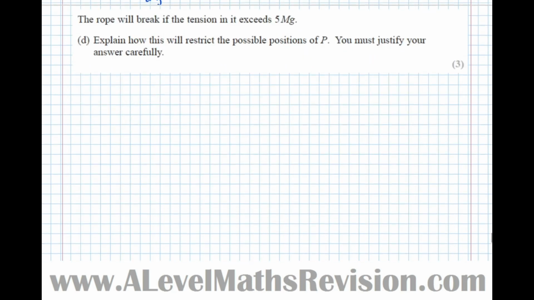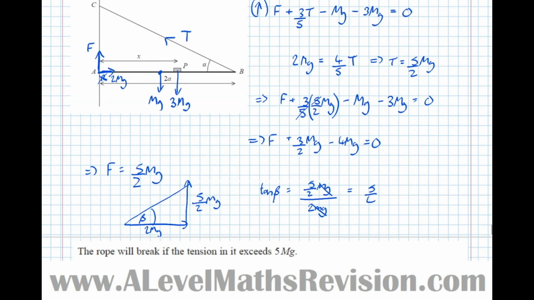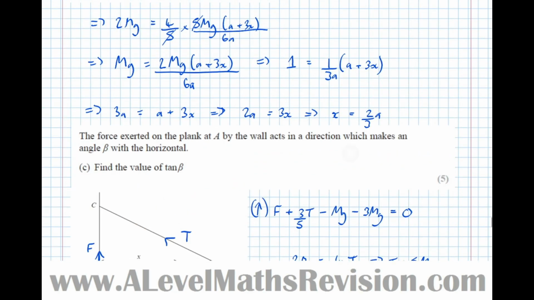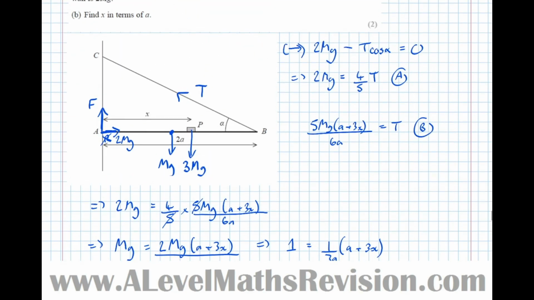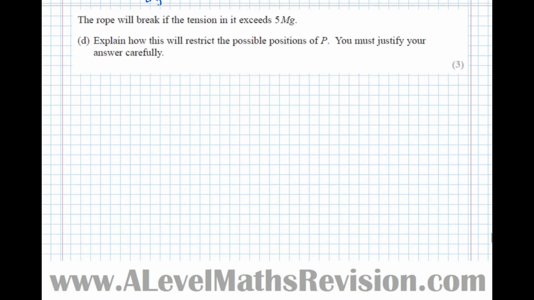So final part, it says the rope will break if the tension in it exceeds 5mg. Explain how this will restrict the possible positions of P. You must justify your answer carefully. So if we go back, right up here, we'll see that we've got an expression for tension here. So we're going to use that. Copy that and place it down here. So we know that that's the tension.